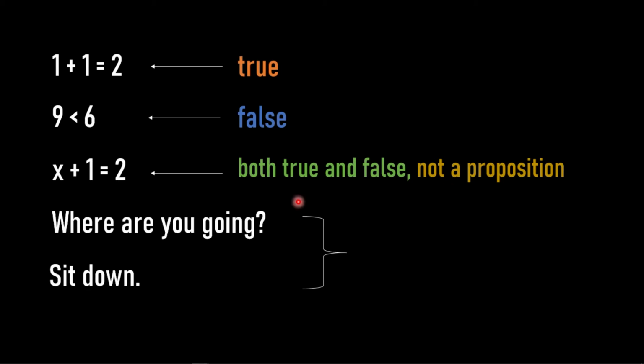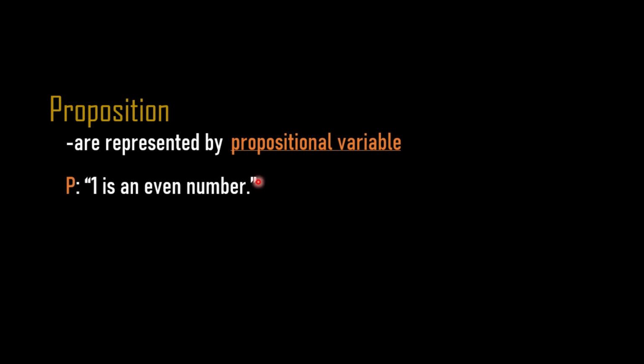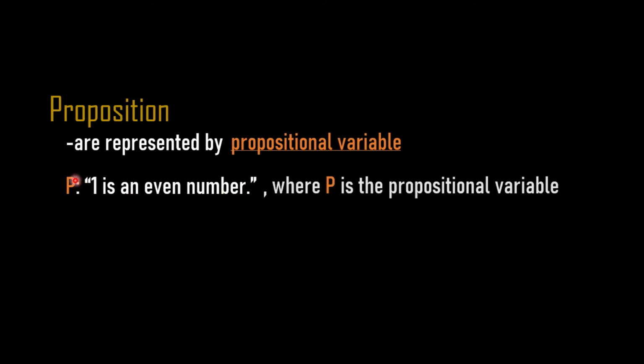For these two sentences, these are not propositions. These sentences are not declarative sentences. The first sentence is interrogative and this one is an imperative sentence, and we cannot possibly get the true or false value out of these two sentences. Therefore, these are not propositions. Propositions are represented by propositional variables. Example: p: 1 is an even number. In this statement, p is the propositional variable.